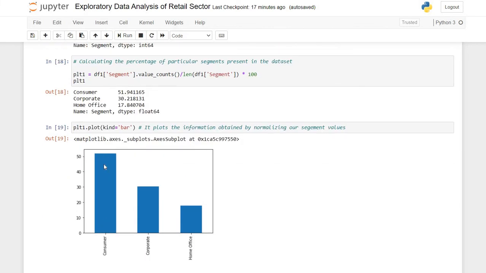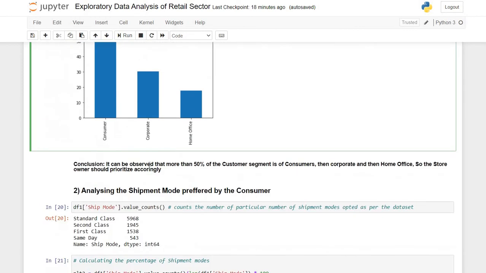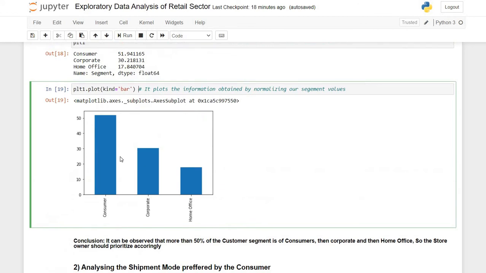Now exactly what is consumer 50? It is that more than 50% of the customers are in the particular segment, consumers. Like there are 51.941165% of the customers are consumers. So it can be observed that more than 50% of the customers are in the consumer segment, then corporate, and then home office. So the store owner should prioritize accordingly.